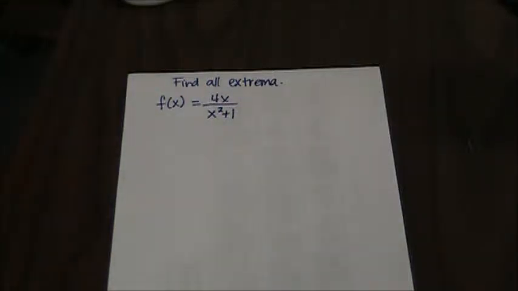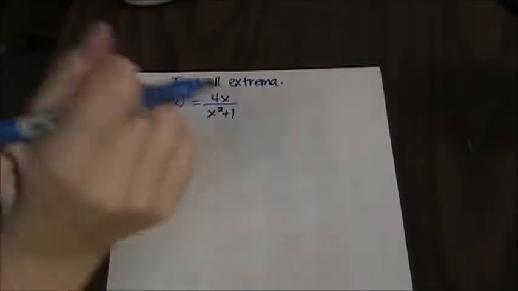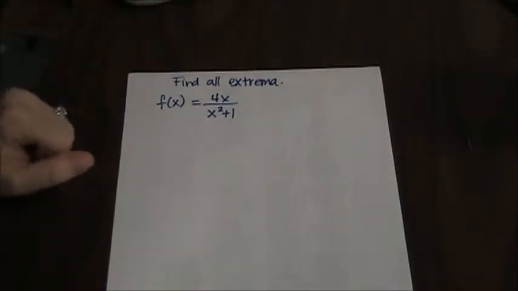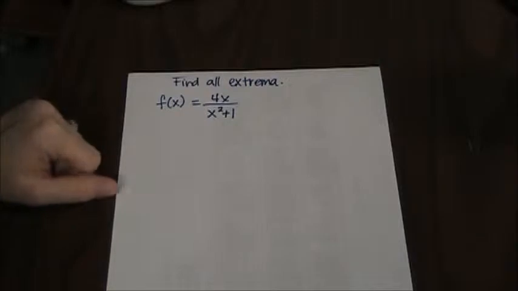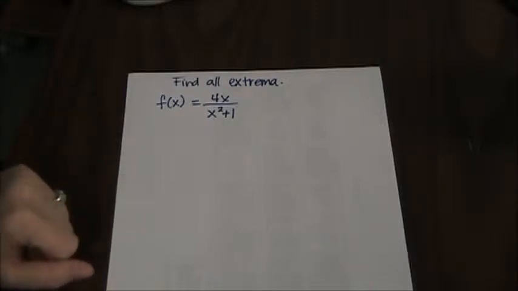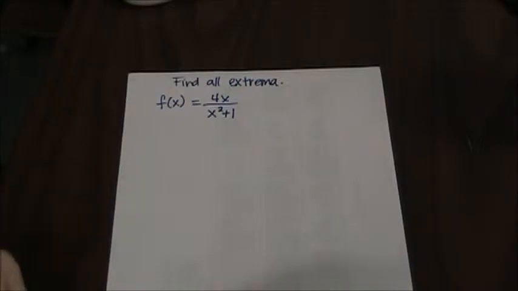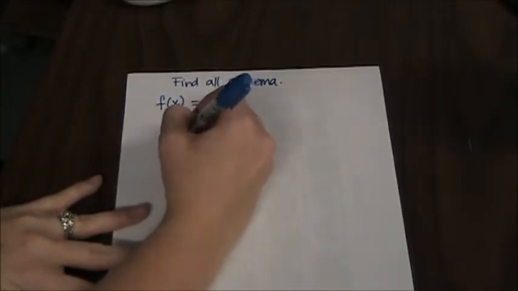In this problem, we are asked to find all extrema, and there's not an interval given. Therefore, we are not going to be finding absolute, just relative. So the first thing I have to do is make a sign chart in order to find relative extrema. So the first thing I'm going to do is find the derivative.